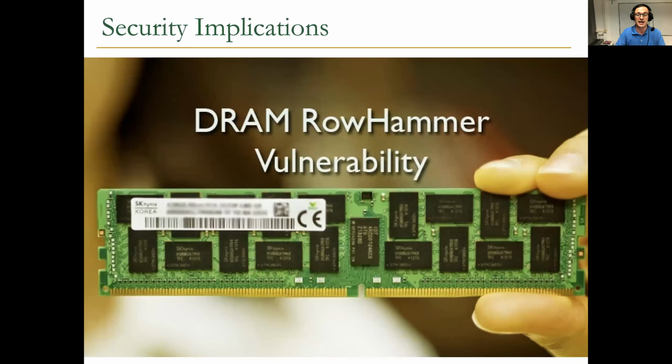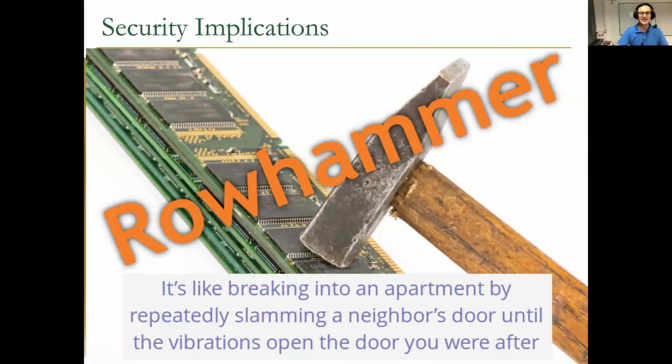And later, our work became known as the RowHammer work, and famous hackers on the internet say things like this. Basically, it's like breaking into an apartment by repeatedly slamming a neighbor's door until the vibrations open the door you were after. Essentially, this is a nice description of a disturbance error.